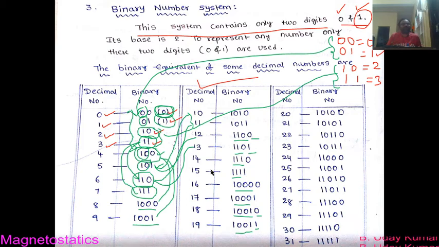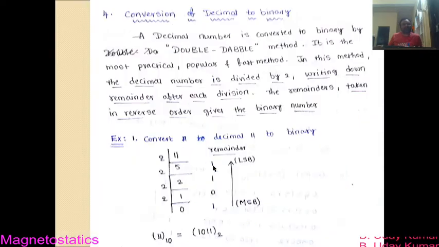Of course there is a technique by which you can convert a binary number into decimal, and a decimal number into binary, very quickly. And what is that technique, we will discuss in our next slide. So this is our next topic, which is the conversion of decimal into binary. How do we convert a decimal number into binary? This is what we are going to discuss now.